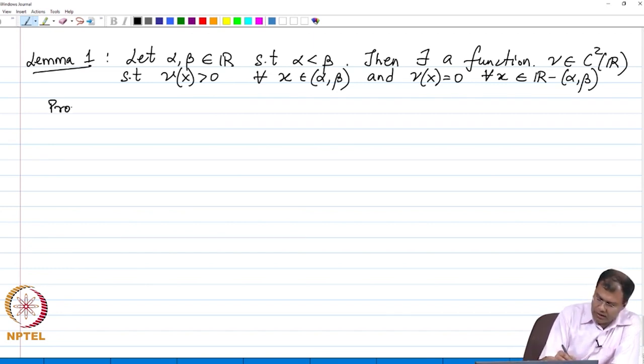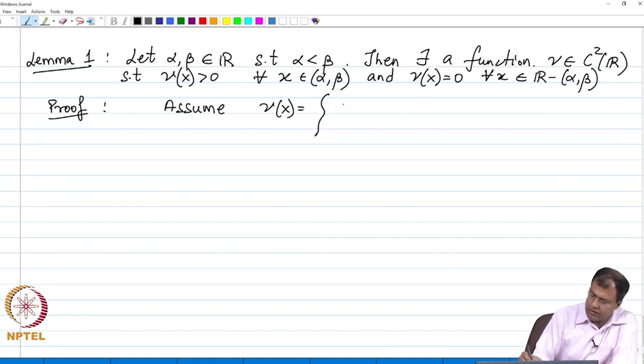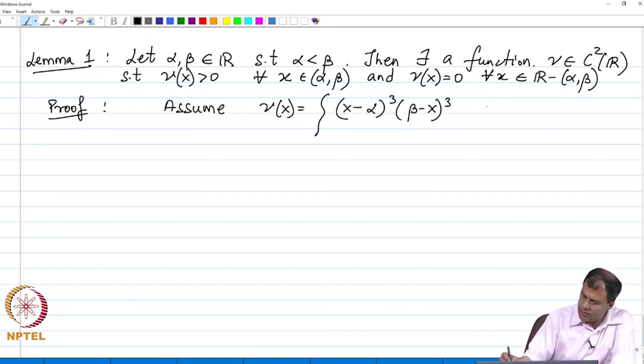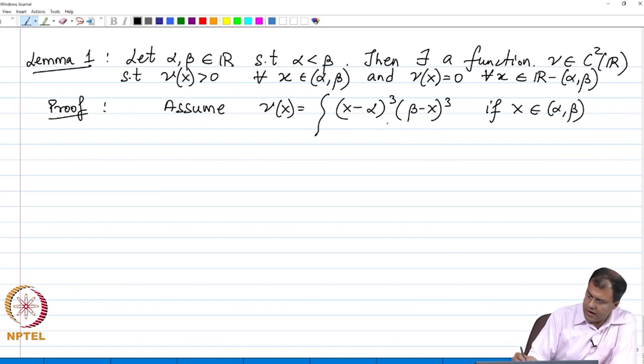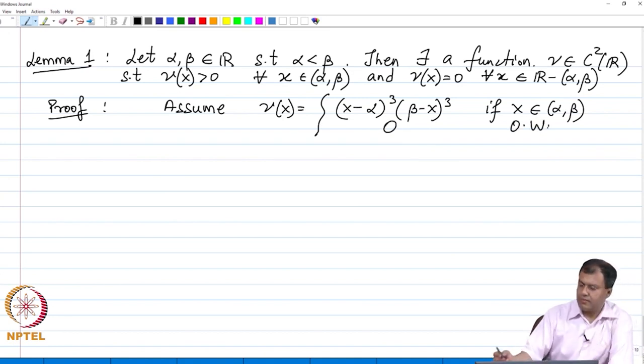And the proof of this lemma is straightforward by assuming the following function. We assume nu is of this form: nu is (x minus alpha) cubed times (beta minus x) cubed, where x is from alpha to beta, and nu is 0 otherwise. We can see that nu is positive inside the interval, so it checks out this condition. It also checks out this particular condition. Also we have to see whether nu is second order differentiable, namely the derivative of nu exists over entire R.